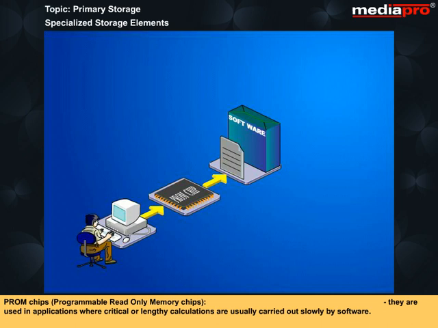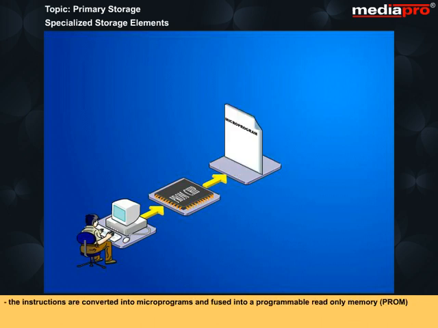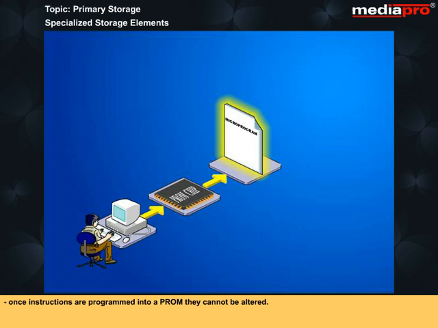PROM chips, or programmable read-only memory chips. They are used in applications where critical or lengthy calculations are usually carried out slowly by software. The instructions are converted into microprograms and fused into a programmable read-only memory, or PROM. Once instructions are programmed into a PROM, they cannot be altered.